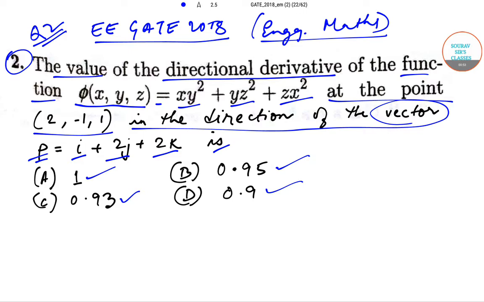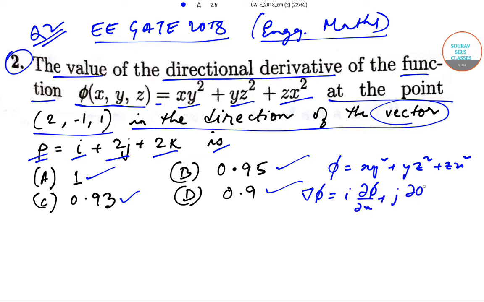So what we have been given is that phi of xyz is given by xy square plus yz square plus zx square. So this is phi. So therefore gradient of phi is given by i del phi by del x, j into del phi by del y and k into del phi upon del z. So this is the gradient of phi.